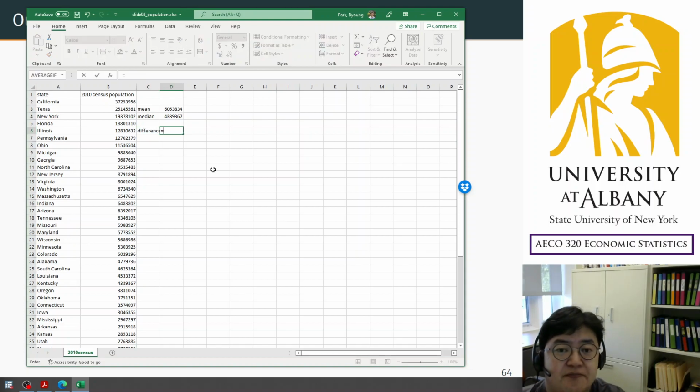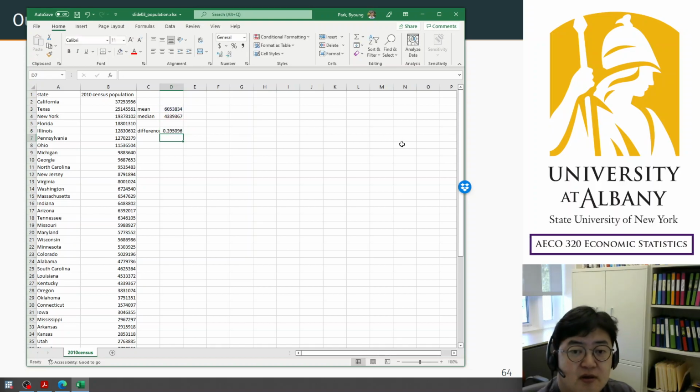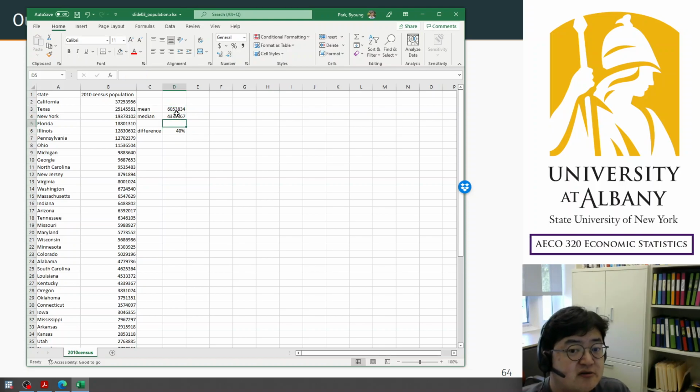And then I will show you the difference. The difference is calculated as a percentage, say. So now the mean is 40% greater than the median. So what I'm going to do is delete California. Let's see how much the difference changes. If I delete an outlier, the difference becomes 33%.